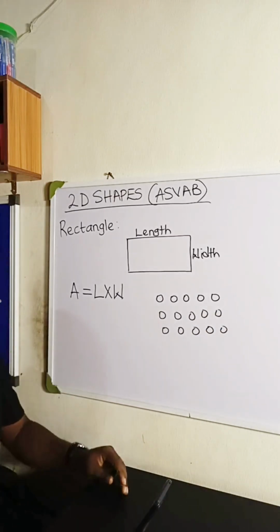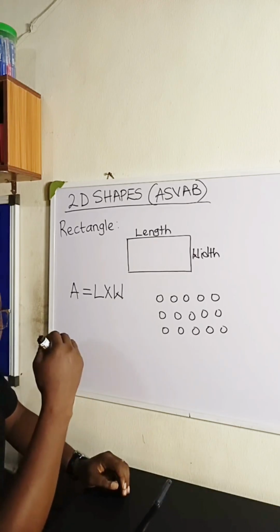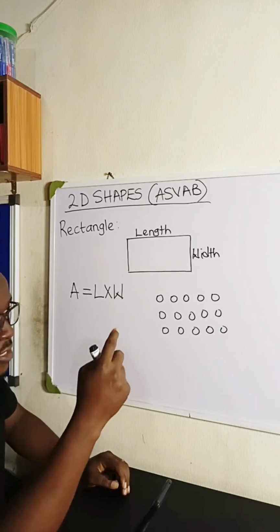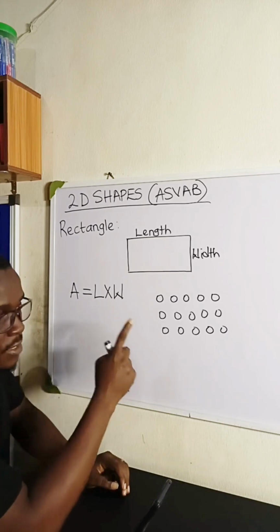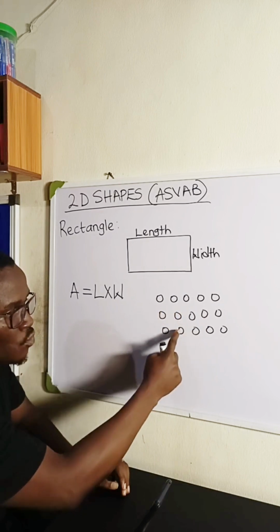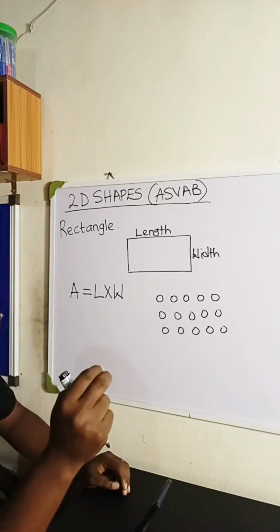So these are the heads of the students in a particular class. If you are asked to count the number of students in the class, you have two ways of counting. You can decide to count each student: 1, 2, 3, 4, 5, 6, 7, 8, 9, 10, 11, 12, 13, 14, 15. So in this process, you are counting each student.